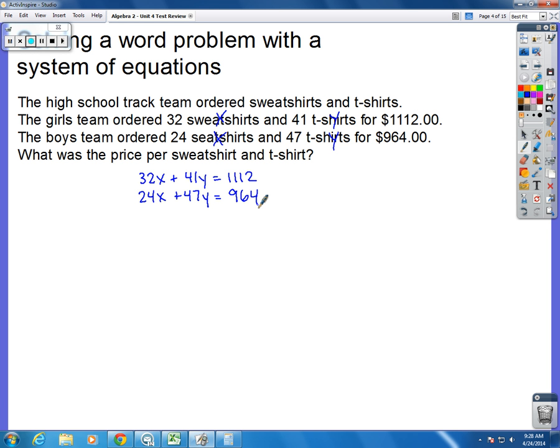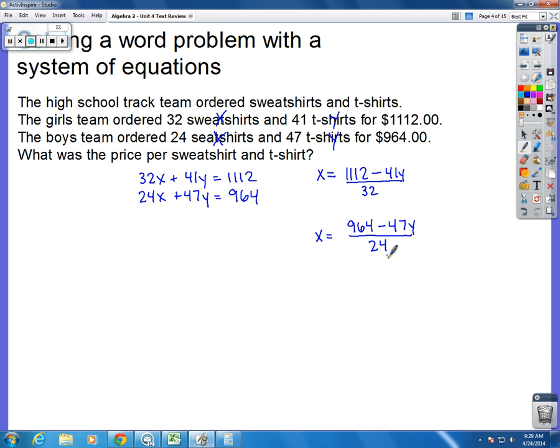So I'm thinking through elimination in my head, but it seems to me as though no matter which way we do it, we're going to end up with messy fractions. So let's go for substitution or equal values. I'm going to get x by itself. So x will equal 1112 minus 41y all over 32. And then here x will equal 964 minus 47y all over 24.